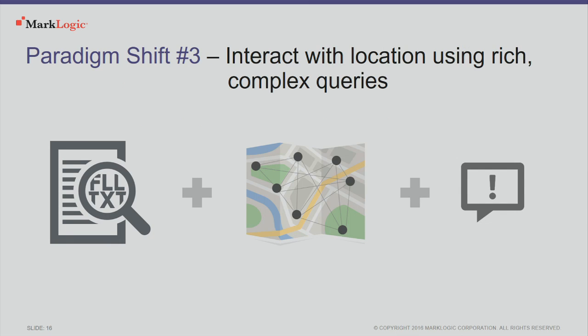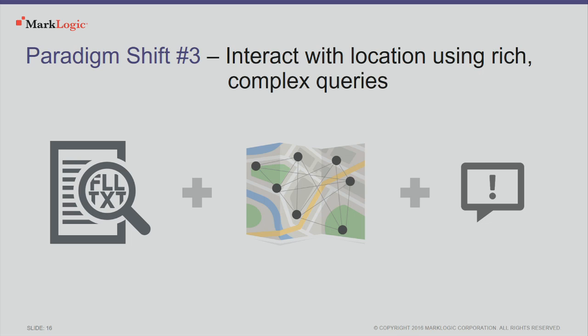Okay, third paradigm shift is interacting with location using rich, complex queries. MarkLogic has built-in full-text search, allowing you to mix your full-text search queries with location search all together into one. It's a very natural thing to do. And integrating that into your operations.